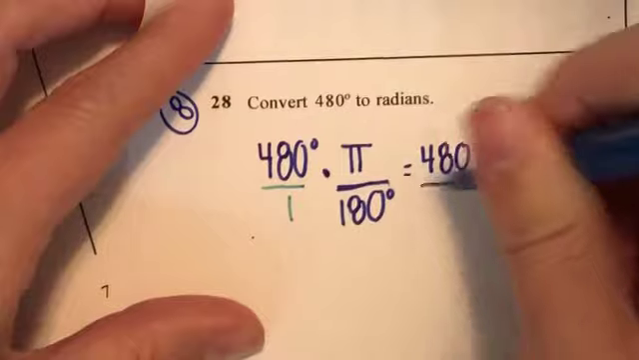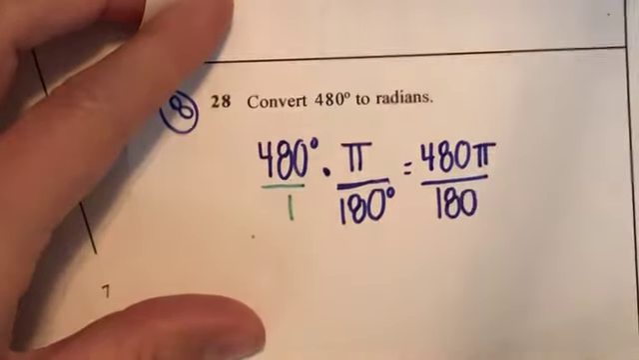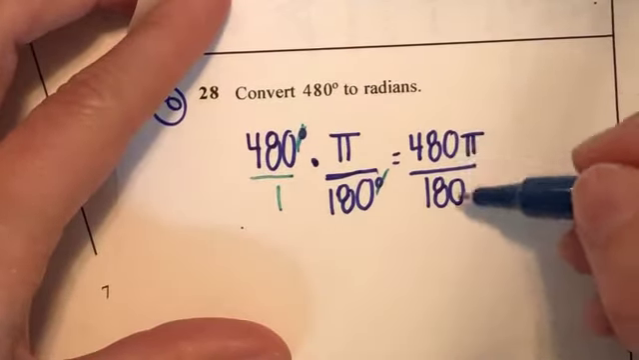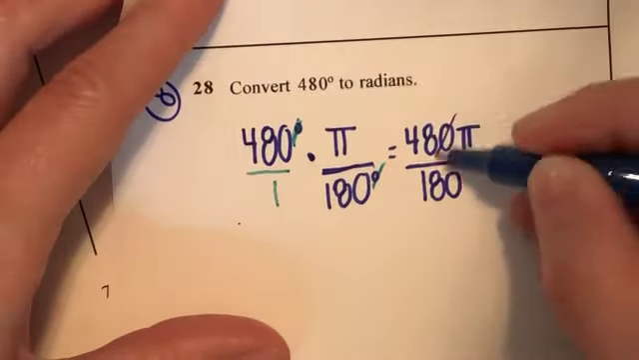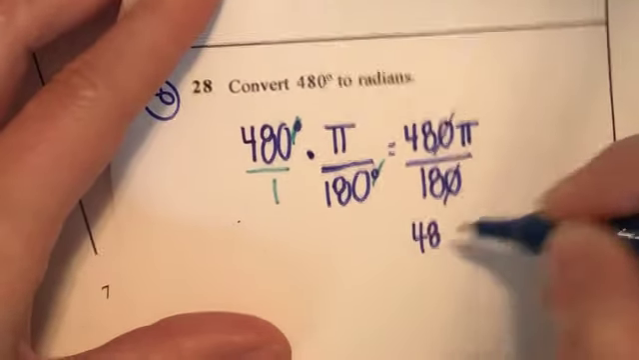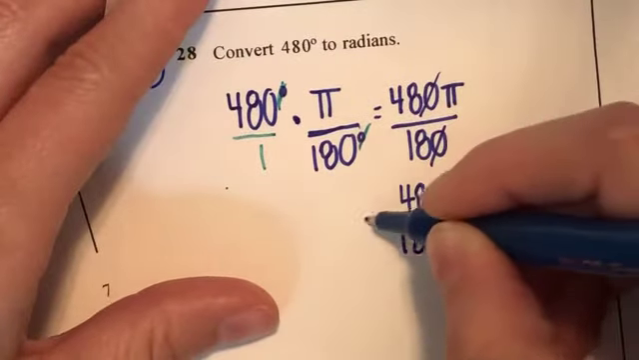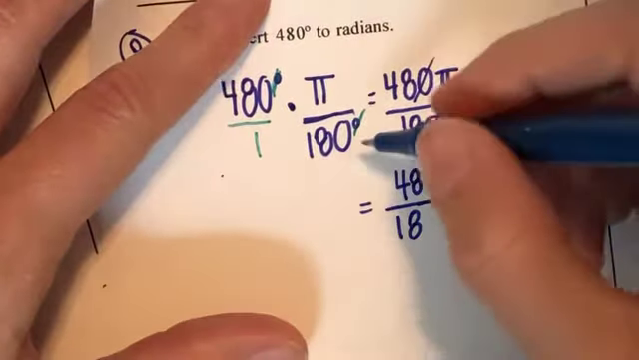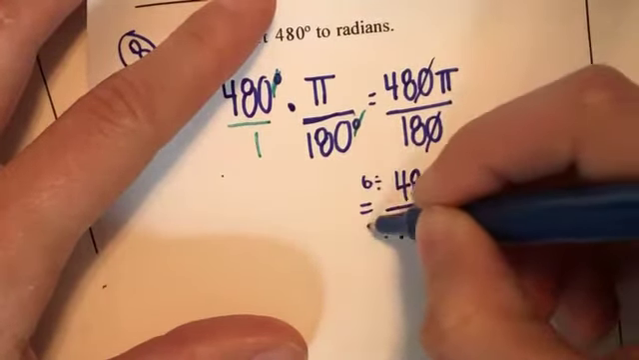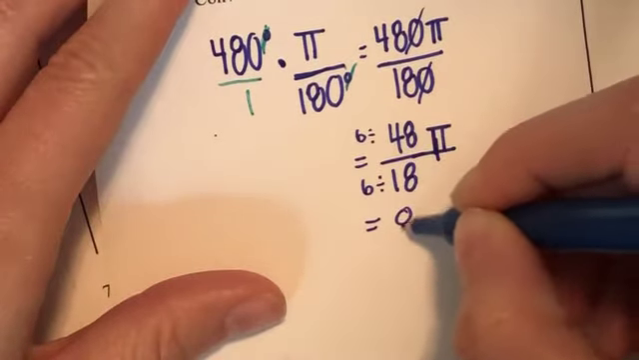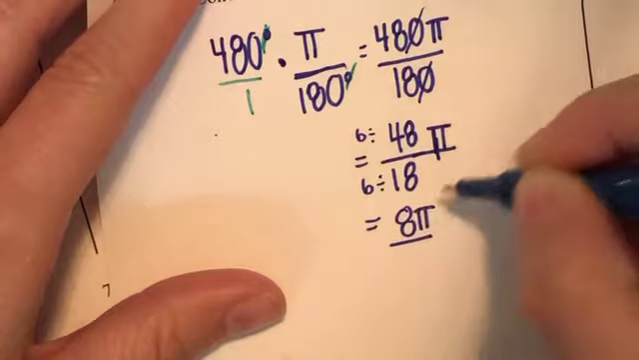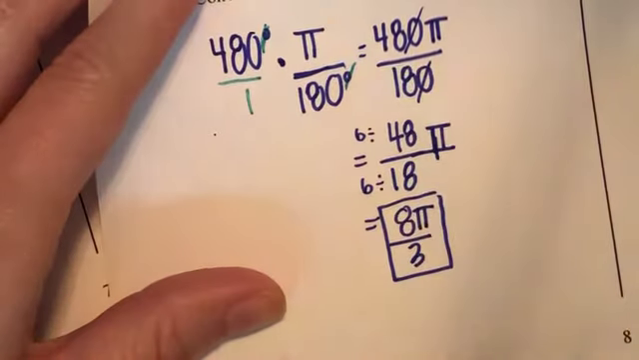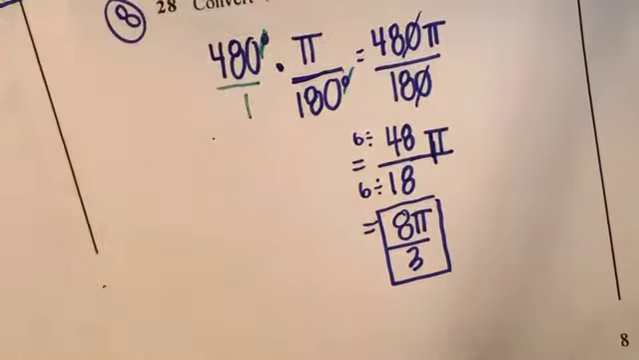480 pi over 1 times 180, which is 180. And these degrees cancel. So what I'm going to do now is divide out 10 from the top and bottom just to reduce this fraction. So crossing out 0 top and bottom, when I divide by 10 top and bottom, leaves me with 48 pi over 18. So then I'm going to continue simplifying. I'm going to divide out 6 top and bottom. 48 divided by 6 is 8, so that gives me 8 pi on the top, and 18 divided by 6 is 3. So I get 8 pi over 3 for my radians.